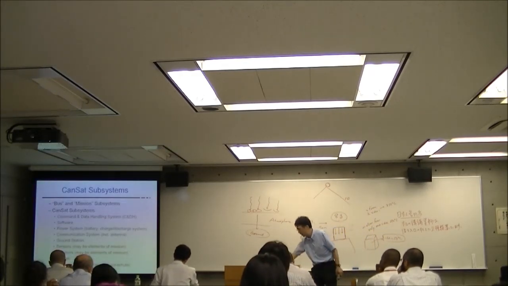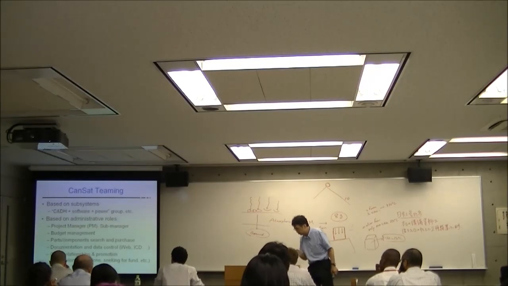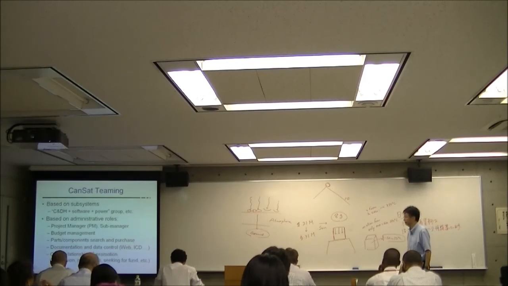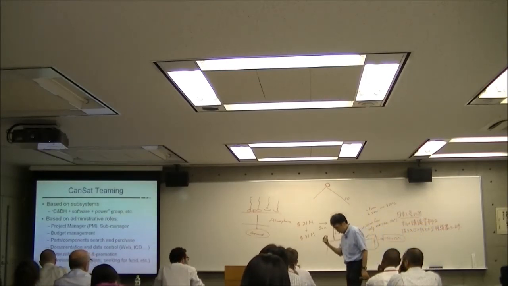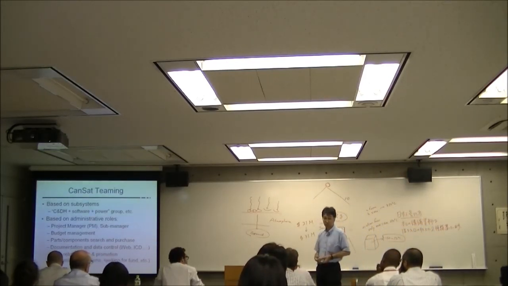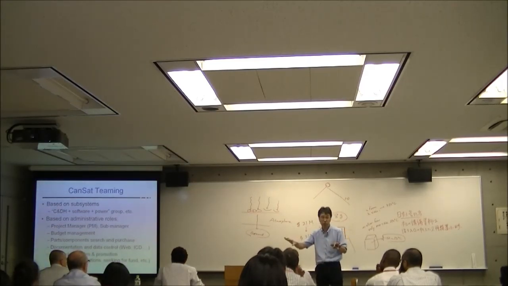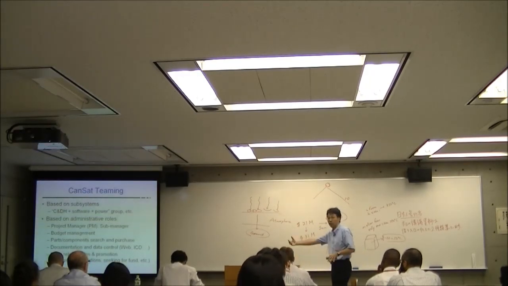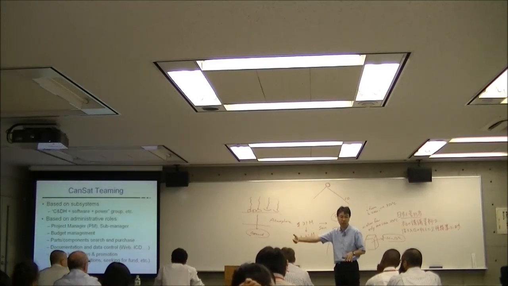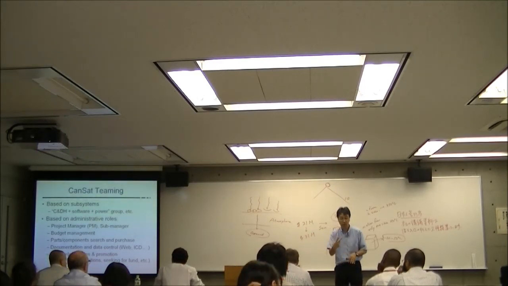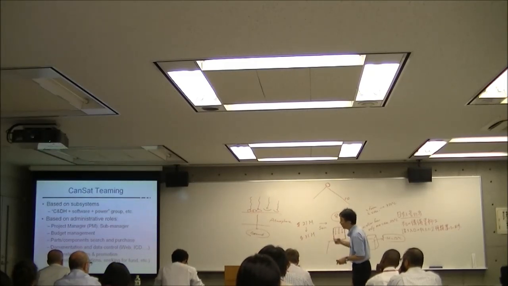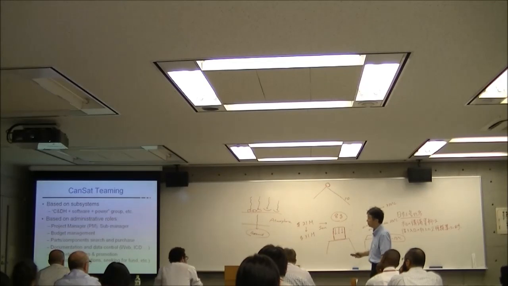Okay, finally, I'd like to give you some information about the CanSat team. And maybe if you collect many students and you start the CanSat, you will do some teaming of the students. So you will divide the students into several groups and ask them to do a certain part of the CanSat development. And there are two axes of this kind of team. The one axis is, of course, based on the subsystems.